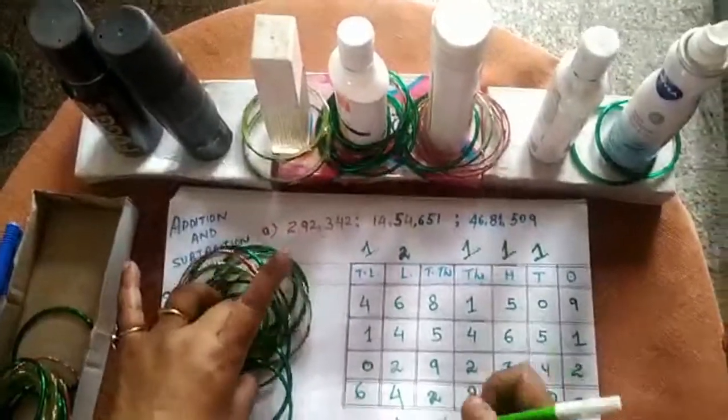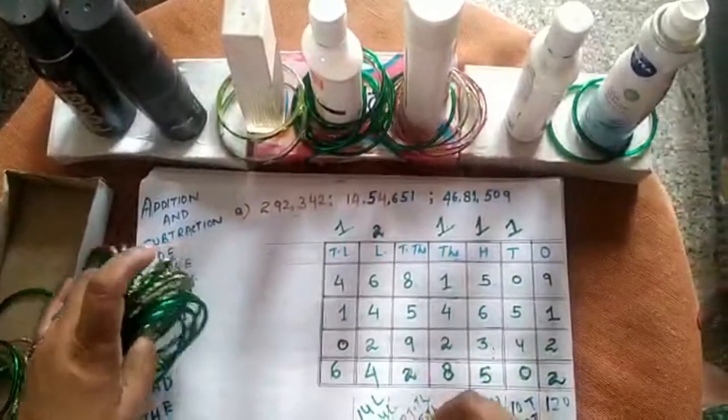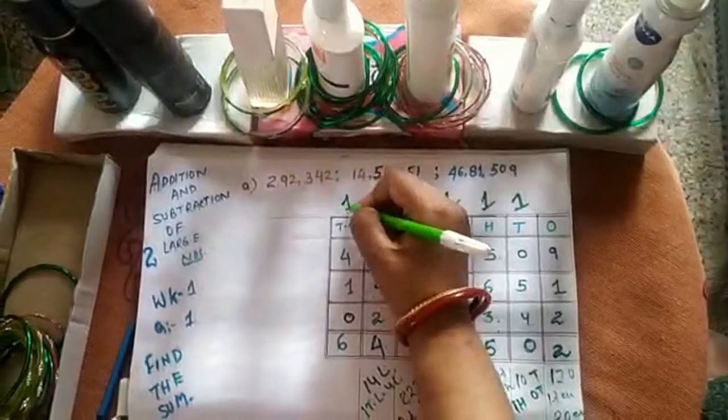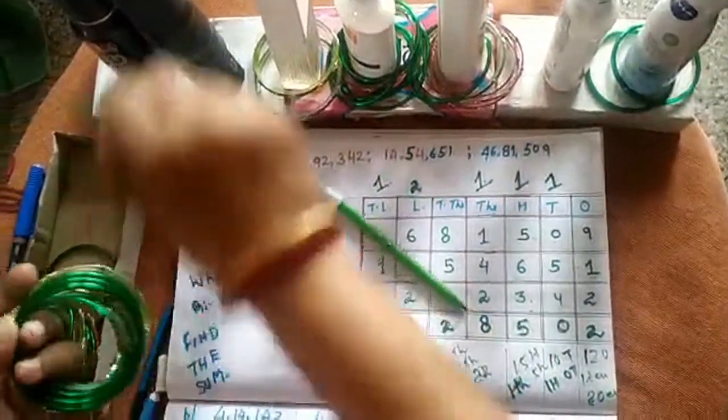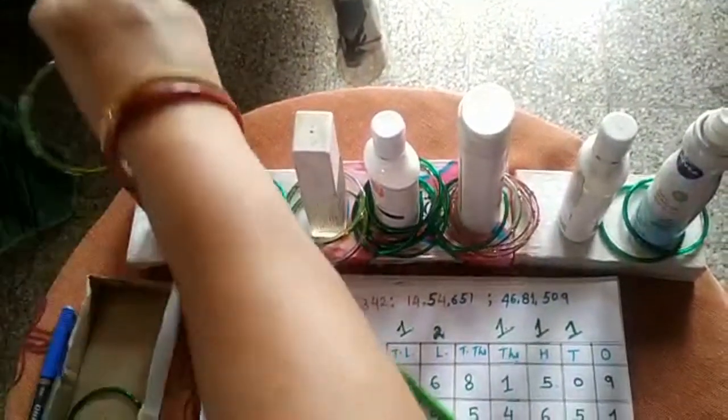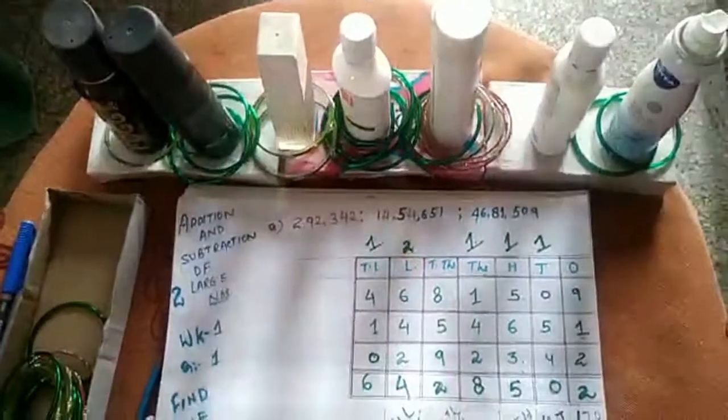So 14 lakhs. 14 lakhs means it is having 1 10 lakh and 4 lakh. So 4 will come in the lakhs column and 1 10 lakh will go as a carryover. So 4 will come in the lakhs column, 1, 2, 3, 4, and 1 10 lakh will go as a carryover in the 10 lakh column.